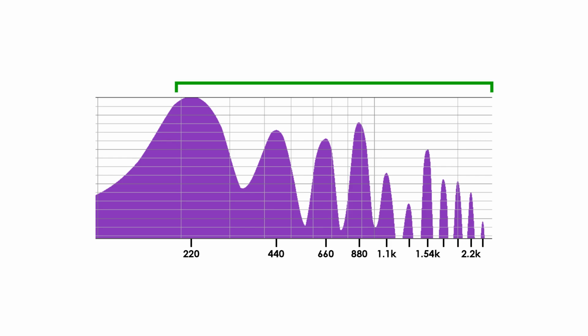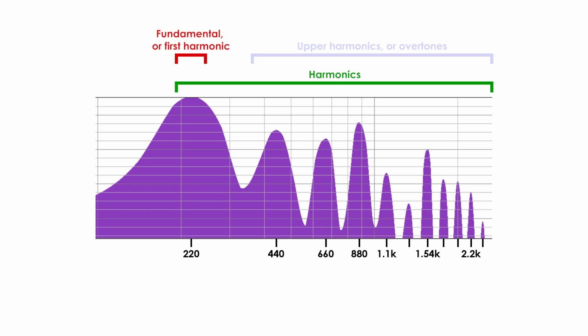The fundamental frequency and all frequencies that are multiples of the fundamental are called harmonics, and the fundamental is considered the first harmonic. The rest would be the upper harmonics or overtones.